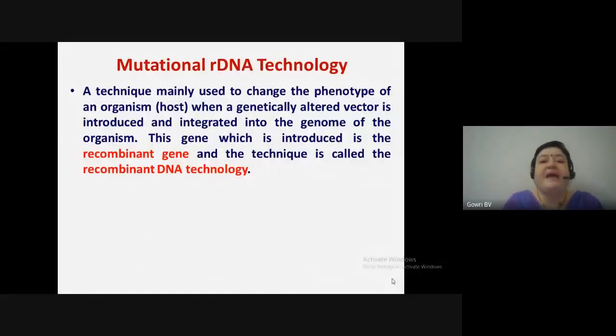A technique mainly used to change the phenotype of an organism. So here what we are talking about is the host strain or the host organism. When a genetically altered vector is introduced and integrated into the genome of the organism, this gene which is introduced is called the recombinant gene, and the technique is called recombinant DNA technology. So you are changing the genotype of an organism, so it is phenotypically expressed.